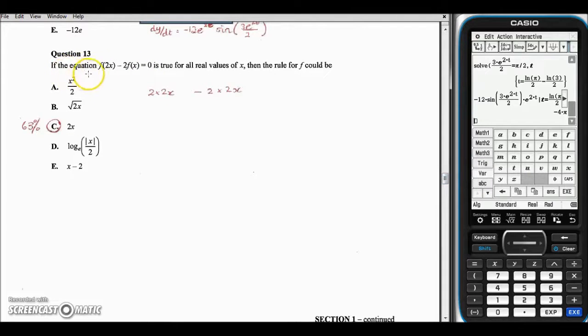Onto an easy one. If the equation f of 2x minus 2f of x equals 0 is true for all values of x, what could f be? So really, if you have a little scroll through them, it kind of had to be this one. 2x: if you sub in 2x for x, you get 2 times 2x, and if you just do 2 times 2x, you get the same thing. So 2 times 2x minus 2 times 2x is 0, which is what you wanted. Don't even bother subbing anything in for the other ones.